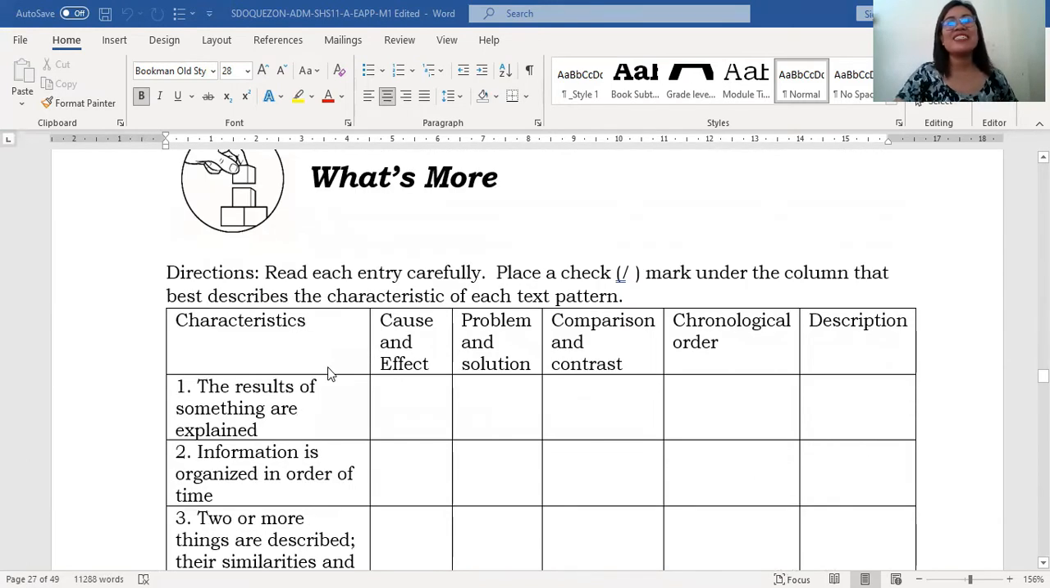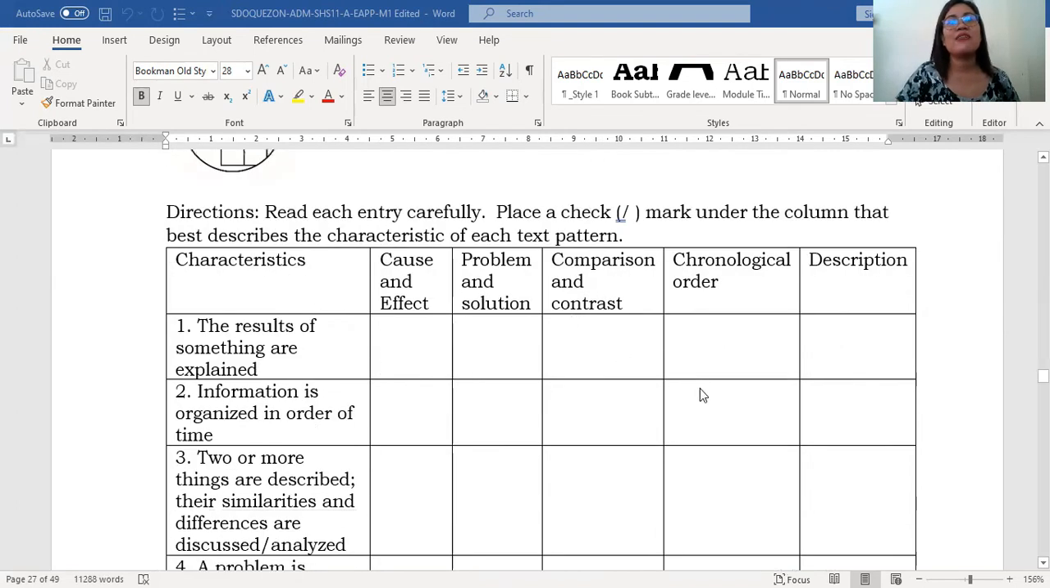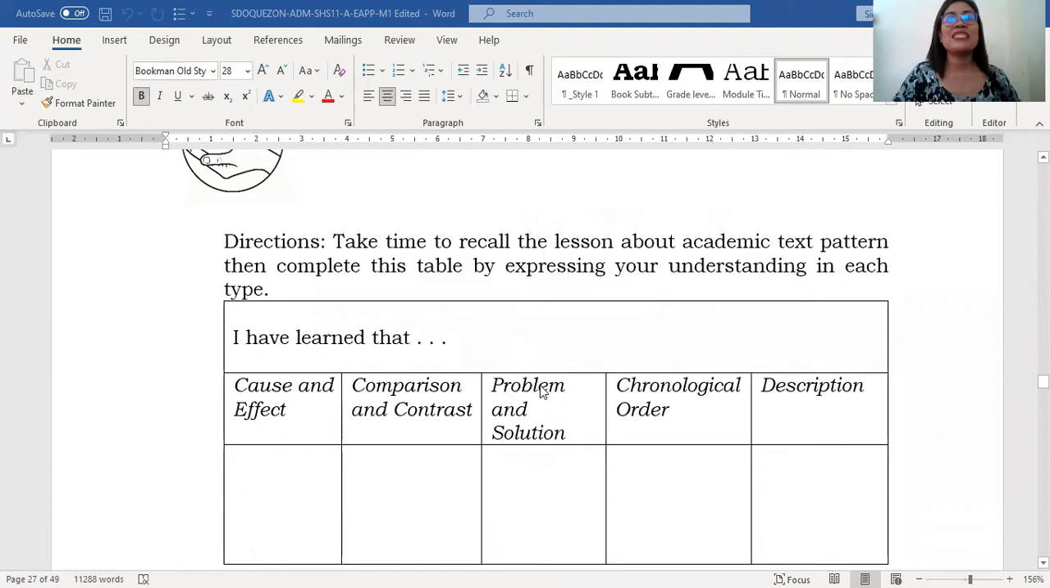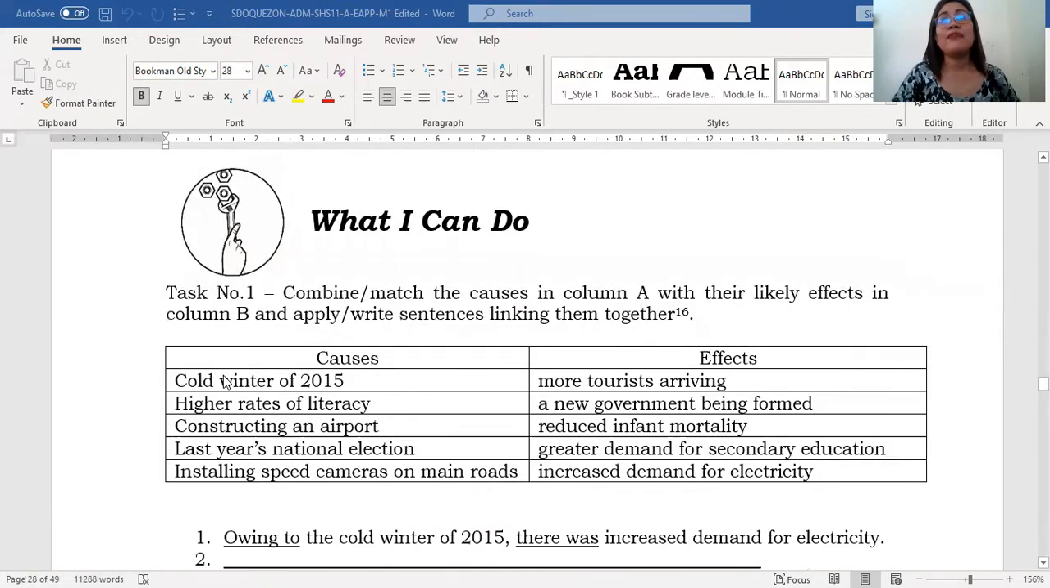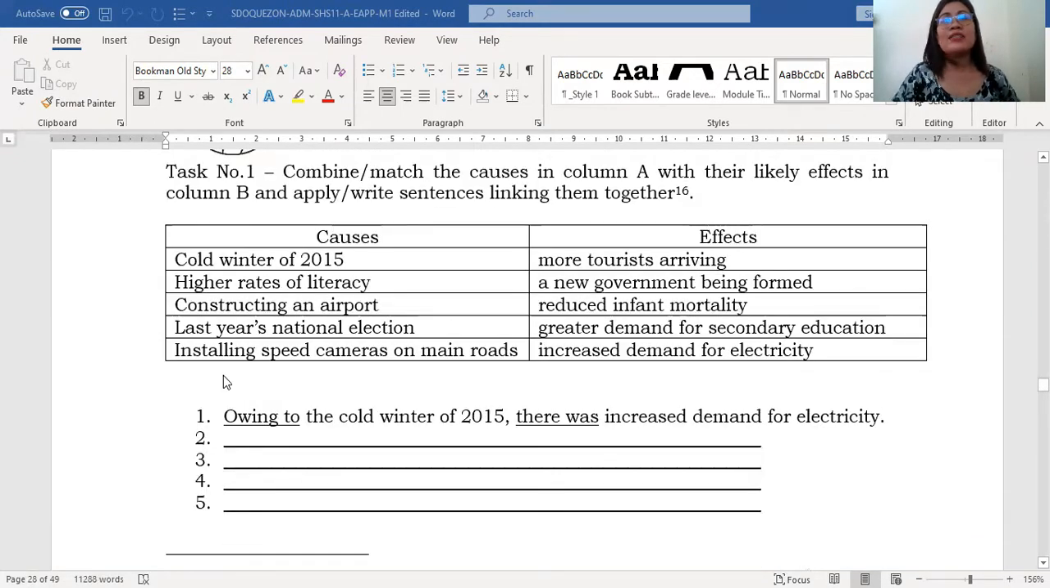In here, you'll just have to mark the text pattern that is given. Okay, so you'll just have to mark it. So for what I have learned for lesson 2, you just have to tell me what you have learned about the different text patterns. Okay, I think I've included this in your answer sheet.